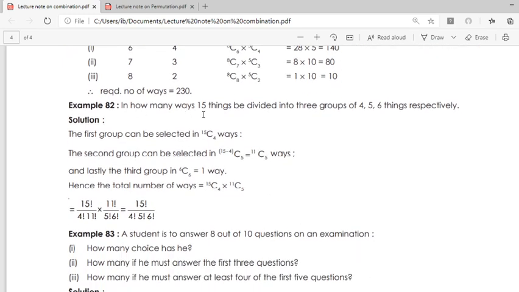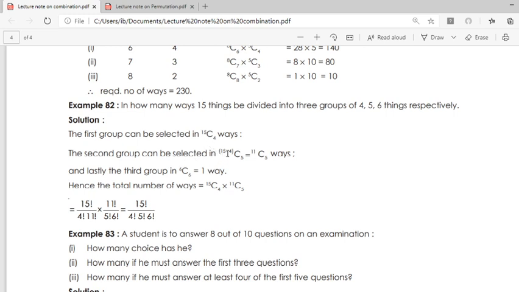Now let me look at example 82. In how many ways 15 things can be divided into 3 groups, 4, 5, and 6 things respectively? Now the first group will be selected in 15 combination 4 ways. In how many ways? You have 3 groups, 4 things, you have 15 things. The first group will be 15 combination 4. Now, already you have taken 4 from it.